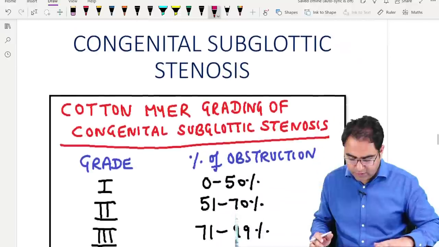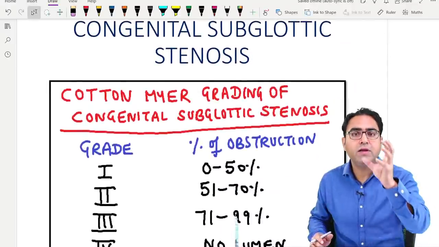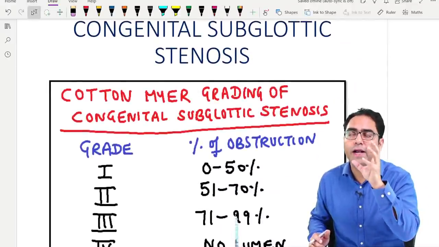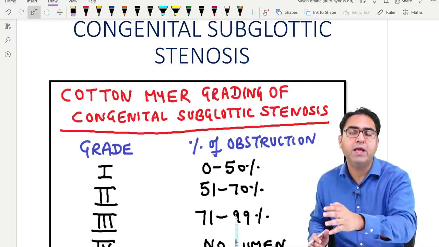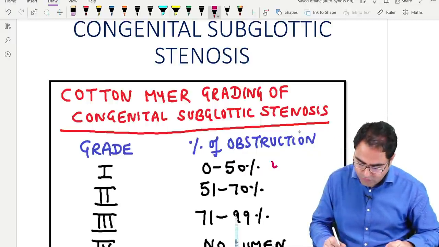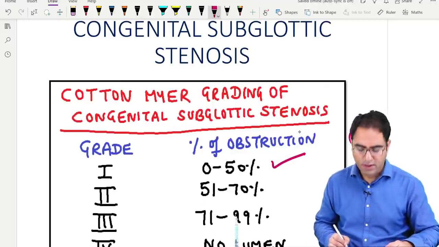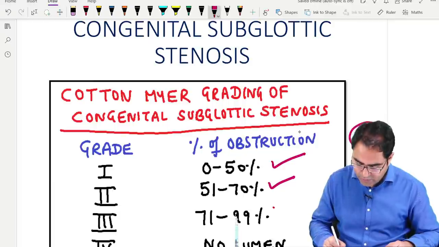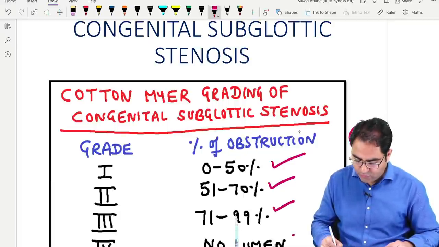Now, for this, everybody should know, congenital subglottic stenosis is an important topic for INI CET, and it has got a grading called Cotton-Meyer grading of congenital subglottic stenosis. Grade 1 is 0 to 50% obstruction. We see this on CT scan. Grade 2 is 51 to 70%. Grade 3 is 71 to 99%. And grade 4 is no lumen.